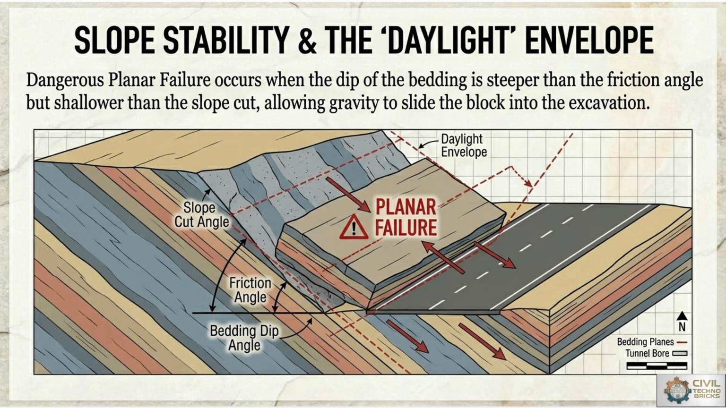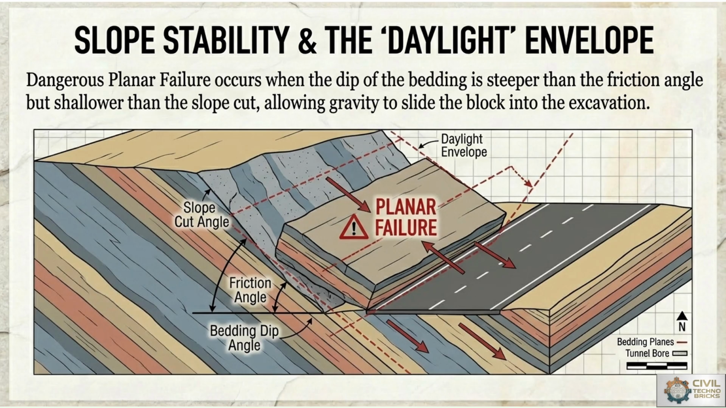From a stability point of view, we also have to check the slope stability and the daylight envelope. The daylight envelope occurs when bedding planes emerge at the slope face, creating a potential sliding surface. Here the image shows a highway constructed near the valley portion, with the orientation of rocky masses beneath the highway embankment. The bedding dip angle is there. With reference to that bedding dip angle, we have to mark the slope cut angle with reference to the daylight envelope, which gives the friction angle relative to the bedding dip angle.